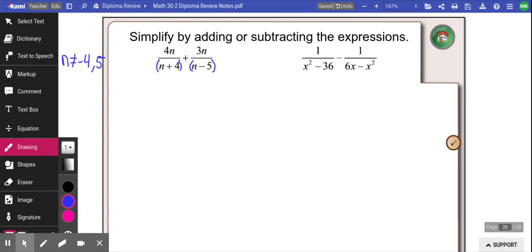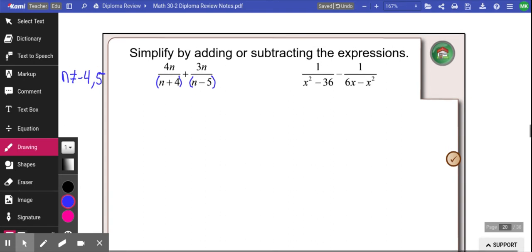Awesome. Simplifying. Simplifying means write as one fraction, then reduce. To write as one fraction in multiplication was easy. You just went across the top, across the bottom. To write as one fraction with addition is hard. The reason it's hard is you have to get something called a common denominator.